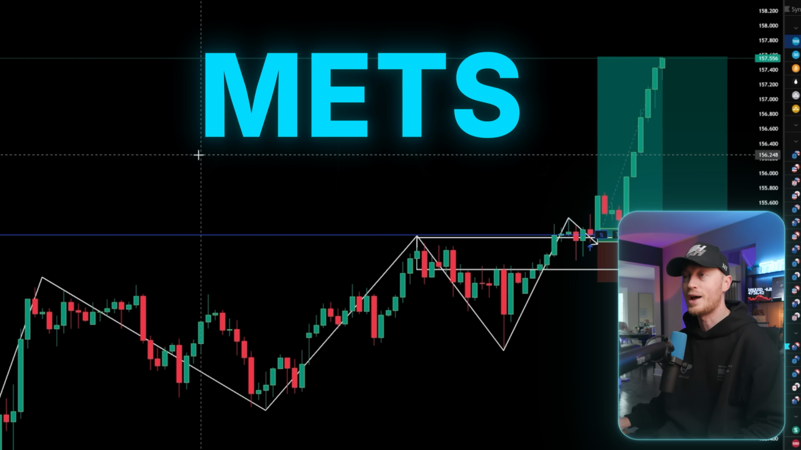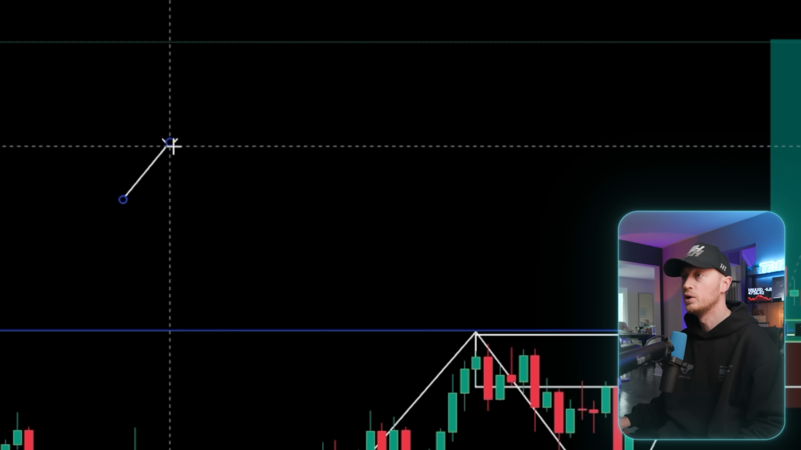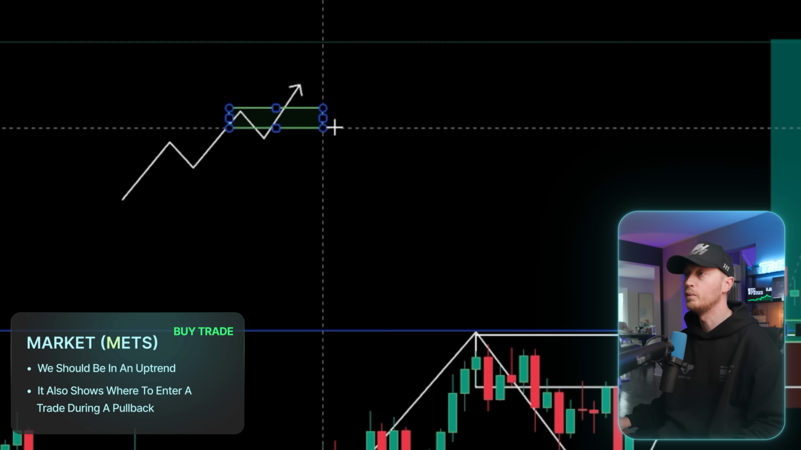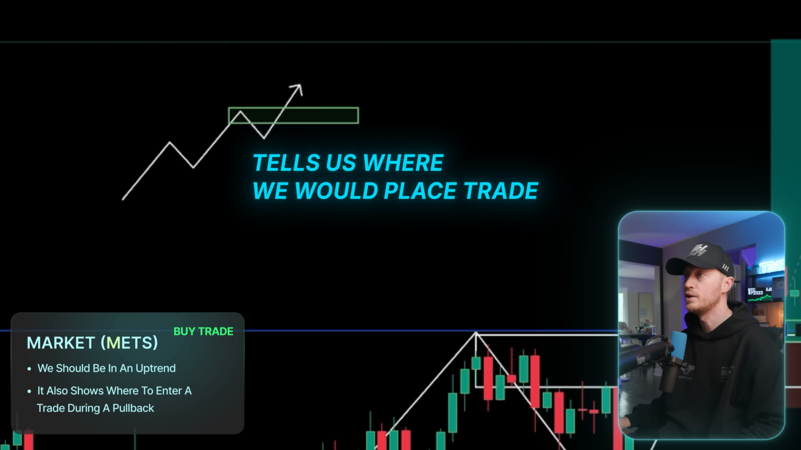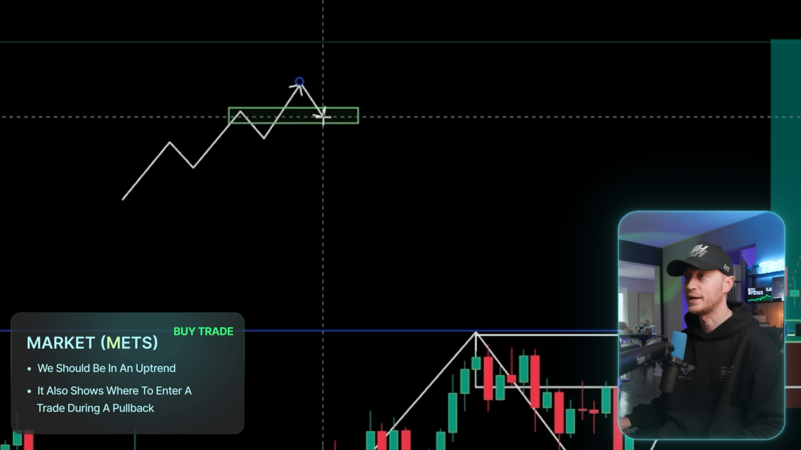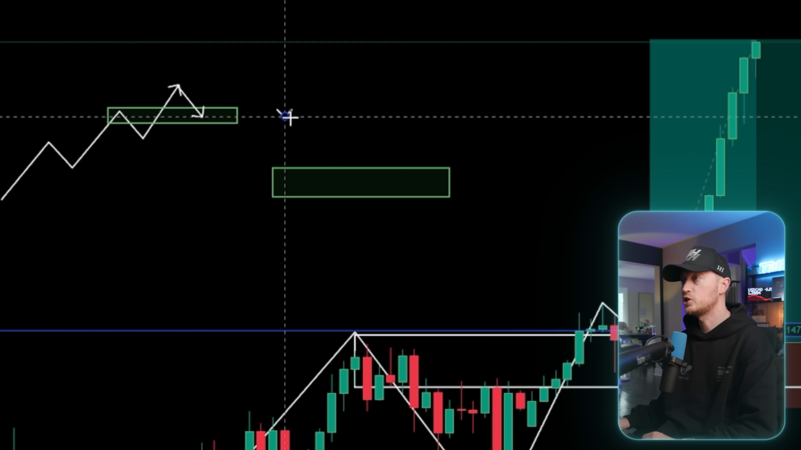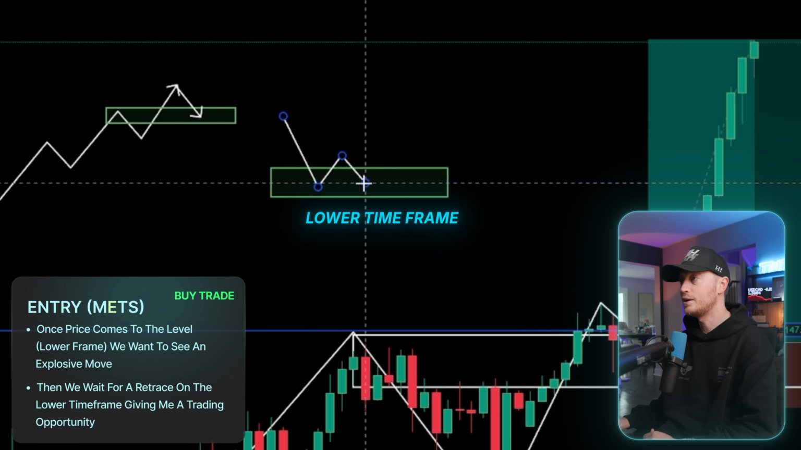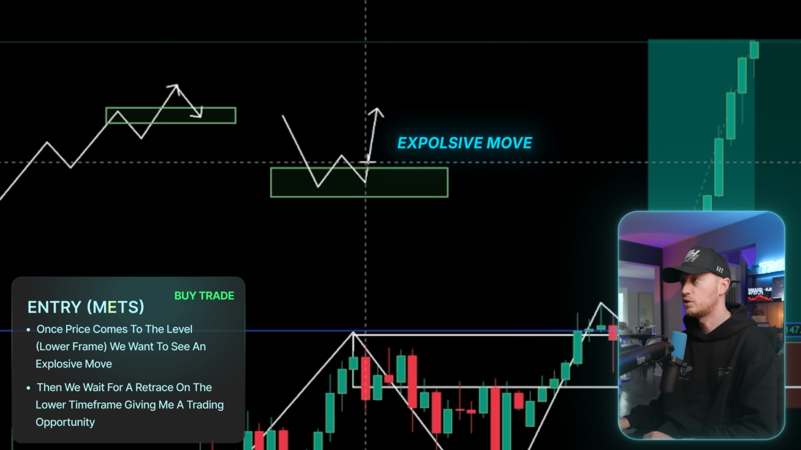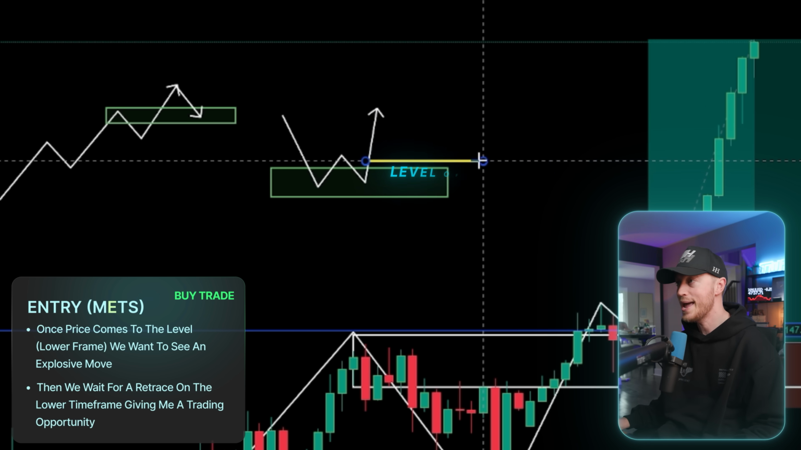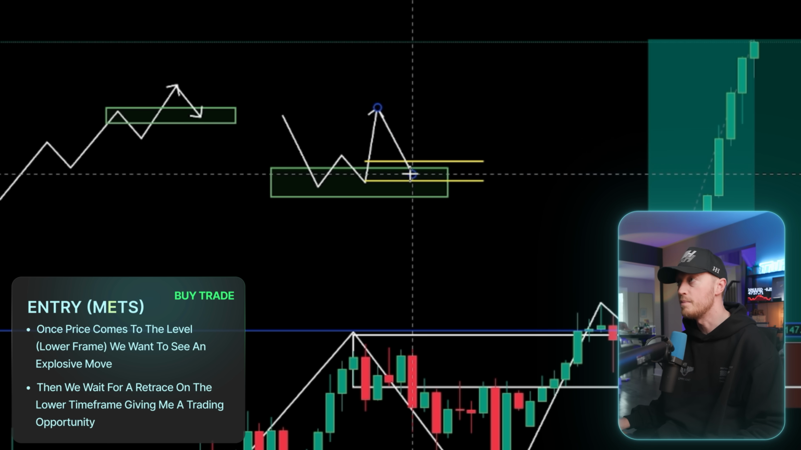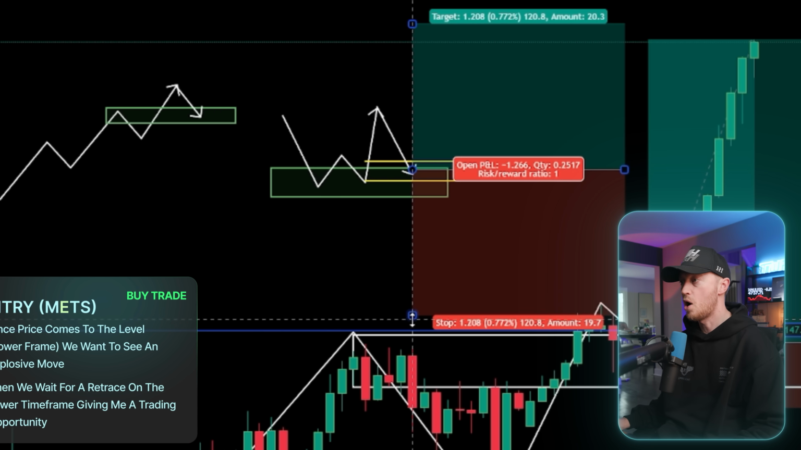So for the market on the higher time frame, we want to make sure that we are in an uptrend and also tell us where we could potentially enter a trade if we get the pullback. And for the entry, once price comes to that level on the lower time frame, we want to see an explosive move up that creates a level of demand that price could then retrace into on the lower time frame, giving me a trade opportunity.